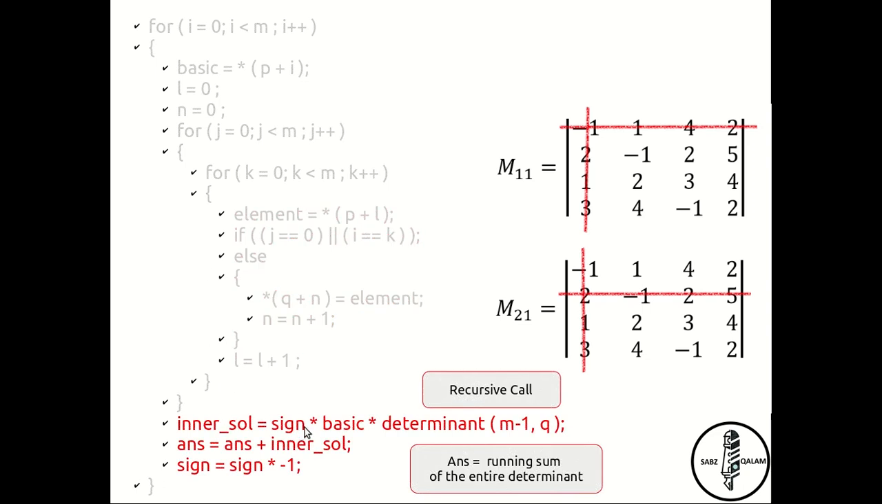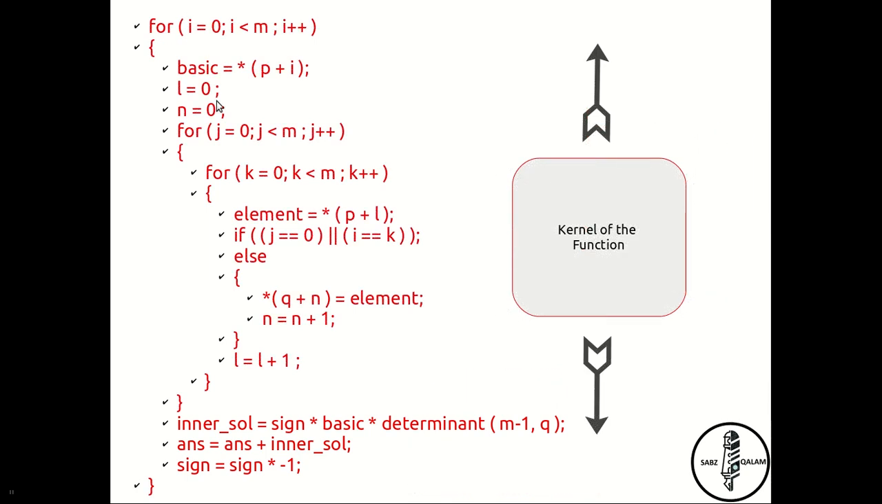Lastly, once you have Q initialized, you're going to call this function determinant, hence the recursive call, with a smaller sized two-dimensional array. So for a 3 by 3 or for a 4 by 4, you'll end up with a 3 by 3, and you're going to pass in this smaller matrix Q. It's going to give you the determinant, and then this is our inner solution, right? Sign times basic times determinant, and the answer in fact holds the determinant. This entire part here is the kernel of the function. In other words, this is the difficult component, right?